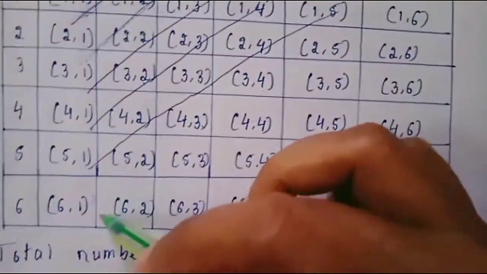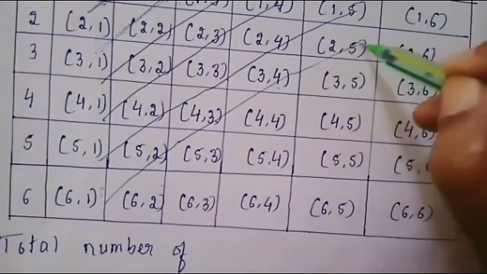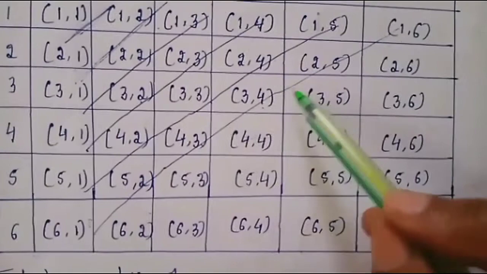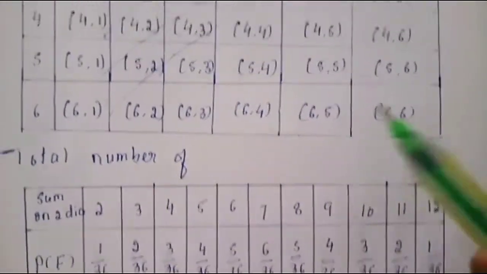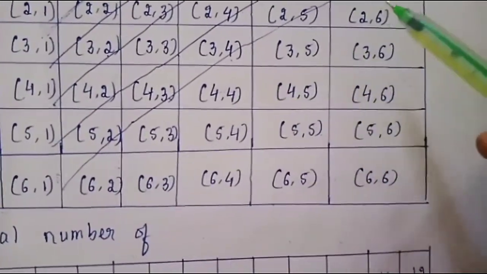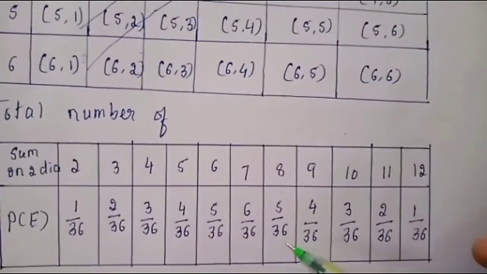So when you add all this, you can see the sum is 7. How many times are you getting 7? 1, 2, 3, 4, 5, 6. That is 6 by 36. Next, 8: 1, 2, 3, 4, 5. So 8 occurs 5 times, 5 by 36.